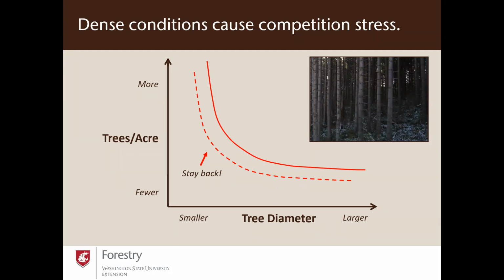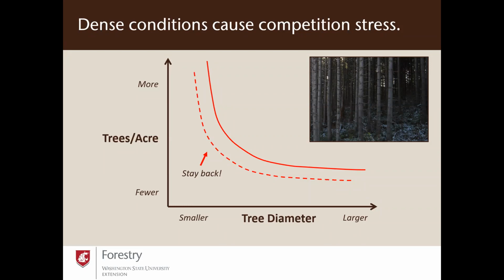And then I have this curved red line out in this chart, and that represents what's possible. The area under that curve is size-density relationships that are biologically possible. Beyond that red line, you're beyond the carrying capacity of that site. So there's only room for so many, and you can have fewer trees that are doing really well, or you can have a whole bunch of trees that are all starving to death together.